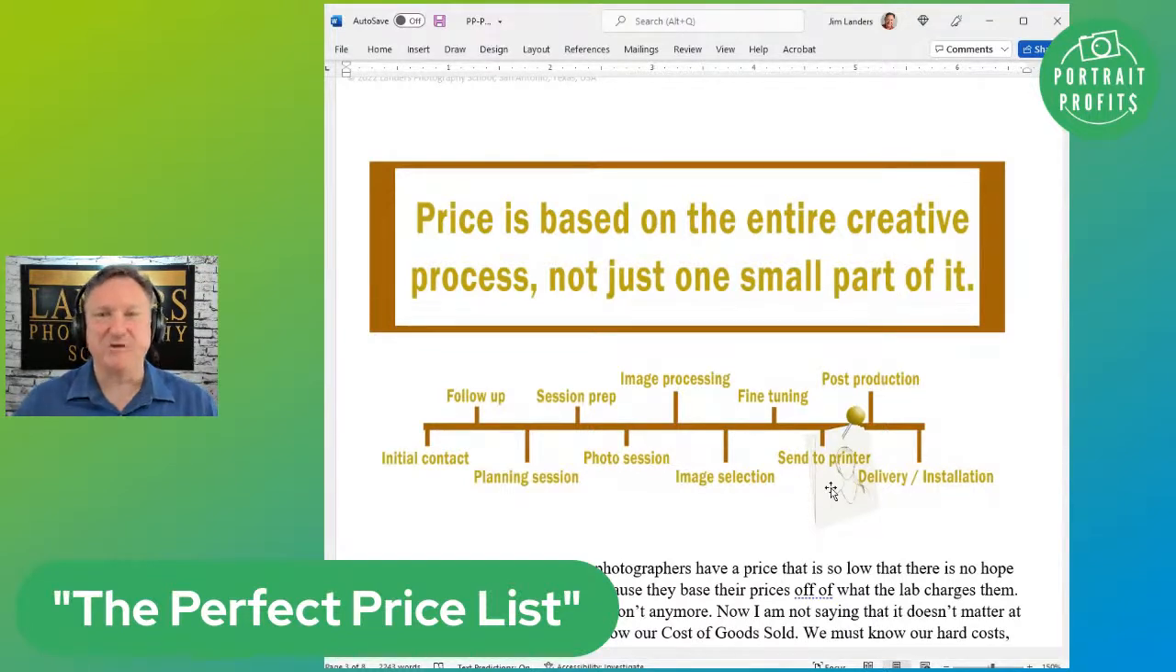But if you've done your numbers, you'll realize how small a percent it is. It's pennies relative to the amount of time that you put into it. And your time has value.